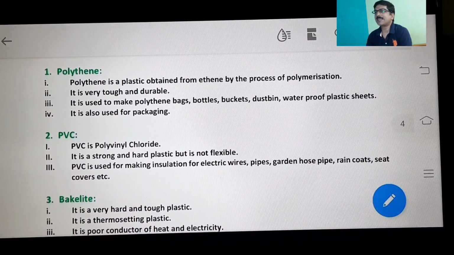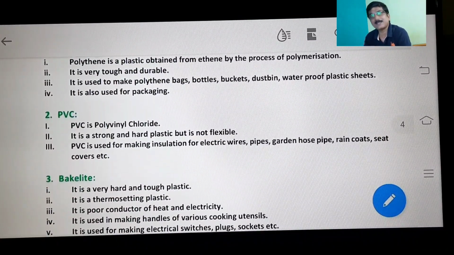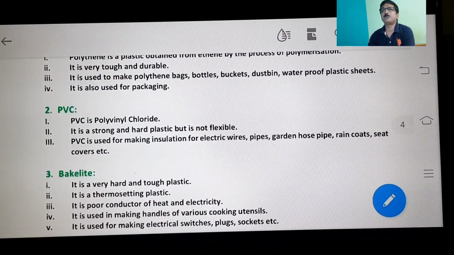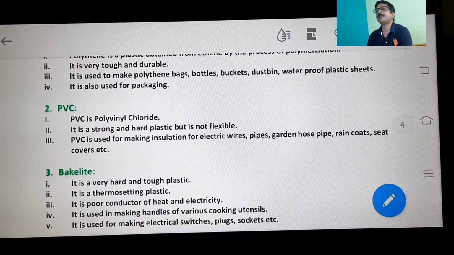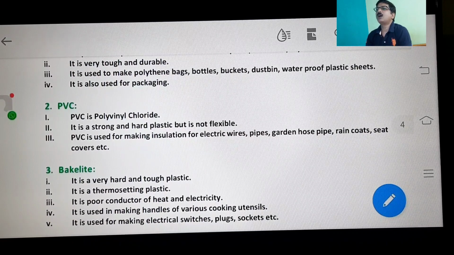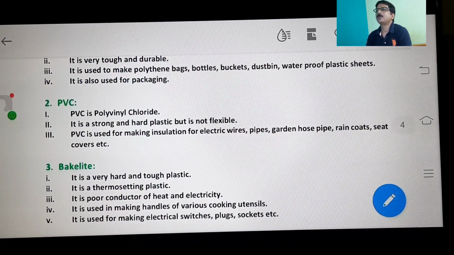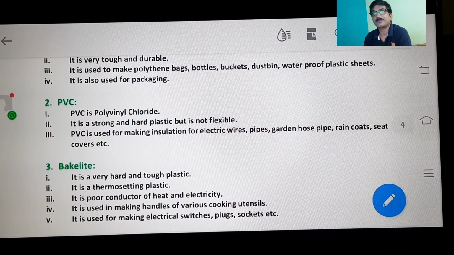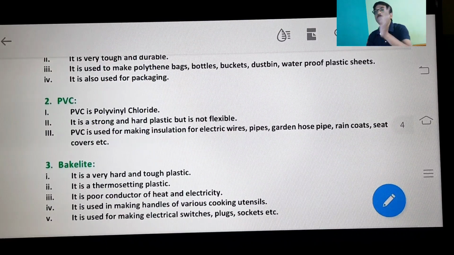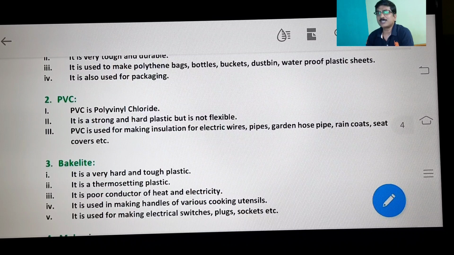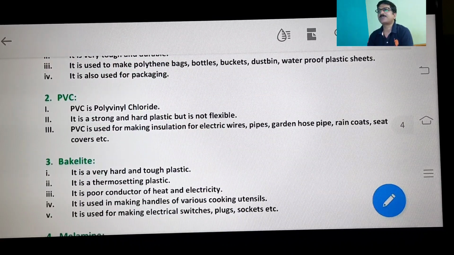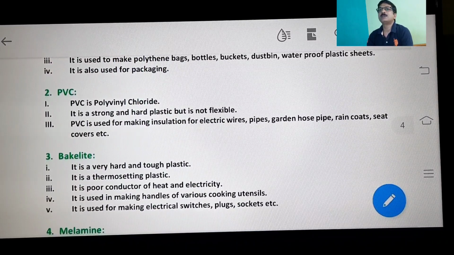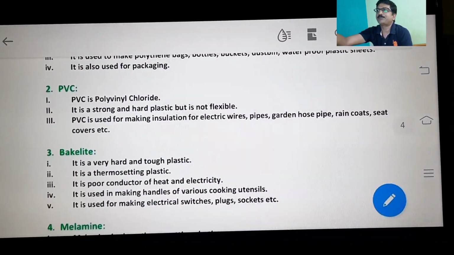Okay? Then the second one is PVC. Do you know what PVC is? Students, PVC in full form is polyvinyl chloride. It is a strong, hard plastic, but not flexible. PVC is a strong plastic, but it cannot bend easily. So this PVC is used for making insulation of electric wires, pipes, garden hose pipes, raincoats, seat covers, etc.